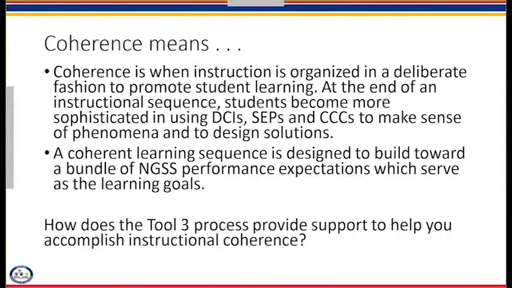And starting with Tool 1 and the blueprint, you start that coherence where you are very purposefully organizing instruction to promote student learning. Reading Mrs. Rivera's scenario helps you see how that can be used in the classroom.